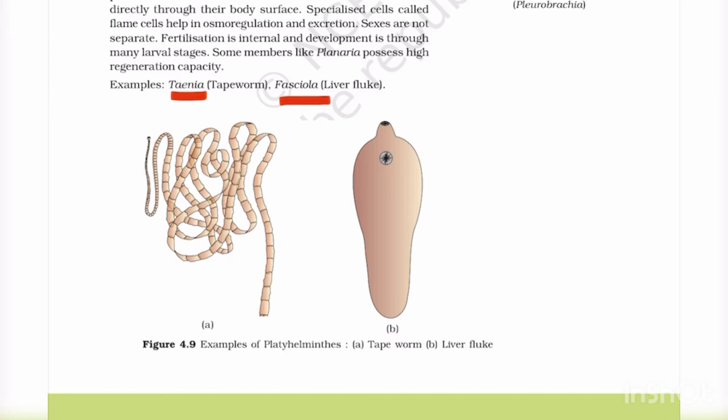Specialized cells called flame cells help in osmoregulation and excretion. Sexes are not separate. Fertilization is internal and development is through many larval stages. Some members like Planaria possess higher regeneration capacity. Examples: Taenia, tapeworm, Fasciola, liver fluke.